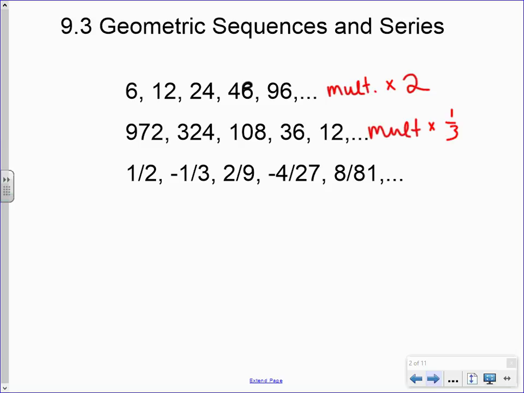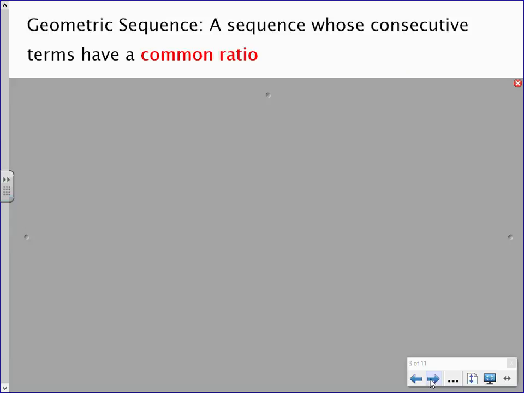These are what we call geometric sequences. Why are they geometric? Because from term to term, what are we doing? We are multiplying by the same number. Yesterday we were adding the same number. Today we are multiplying the same number. A geometric sequence is a sequence whose consecutive terms have a common ratio. That number that we keep multiplying by, we call it the common ratio.